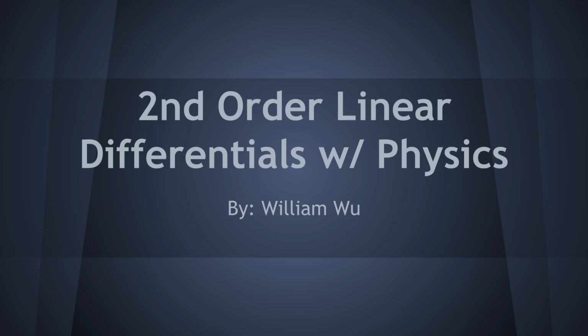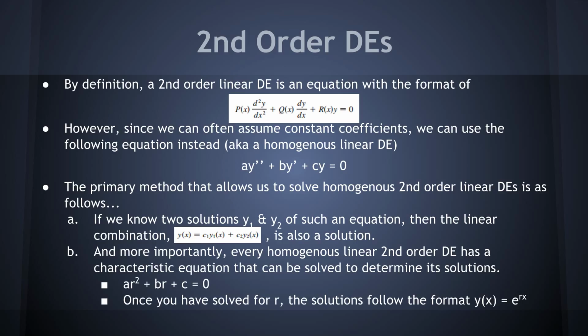But before we get to the physics part, let me first introduce second order linear differentials themselves. By definition, a second order linear differential is an equation with the formula as shown here. However, most of the time, because we can assume constant coefficients, which is p of x, q of x, and r of x, we can use the following equation instead, which is also known as a homogeneous linear differential, which follows this format here.